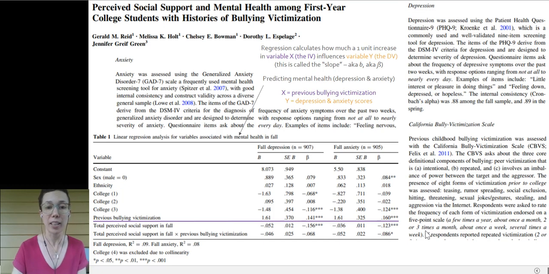Okay, so let's zoom in a little more. A complicated thing about this table is that we have B and then we also have beta.